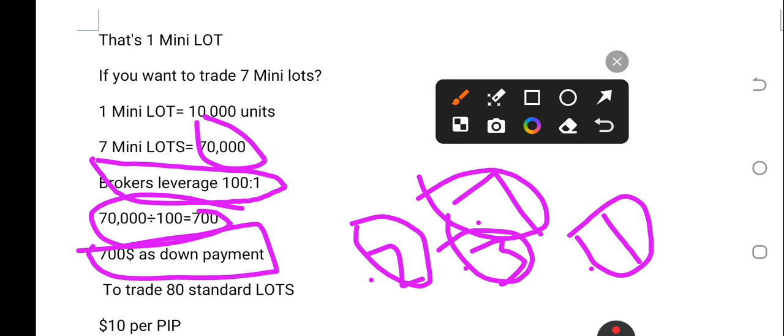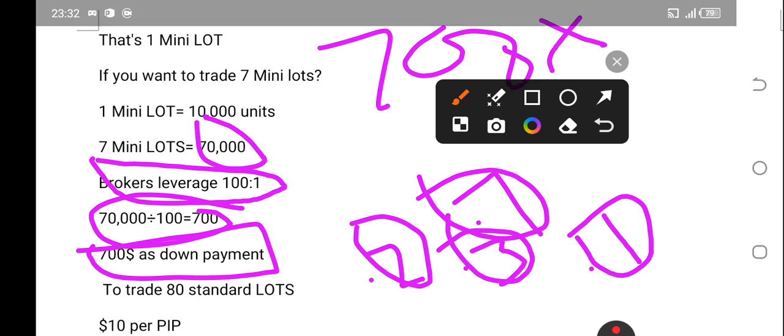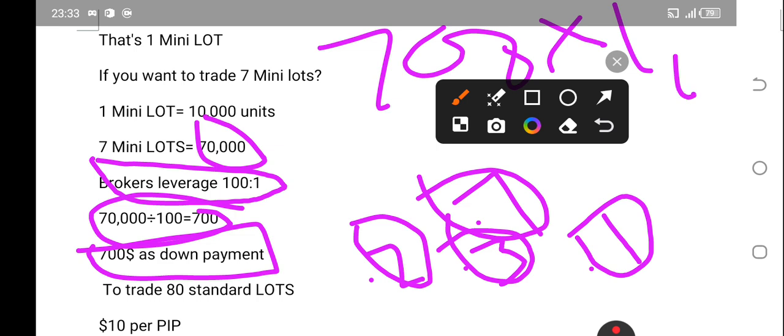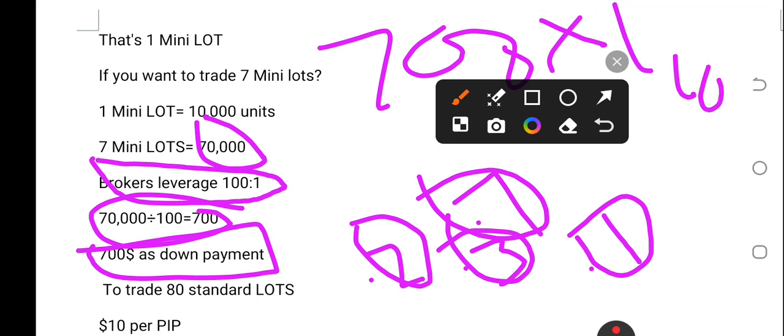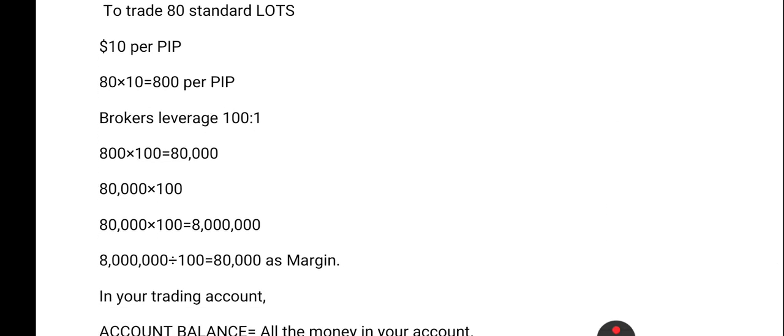So if you multiply 700 by the leverage your broker is offering, which is 100, you are going to get 70,000 units of currency to open your 7 mini lots position size. Okay, for the purpose of time, I'm not going to look at other examples. They are just the same thing. I'm just changing the lot size and the rest.